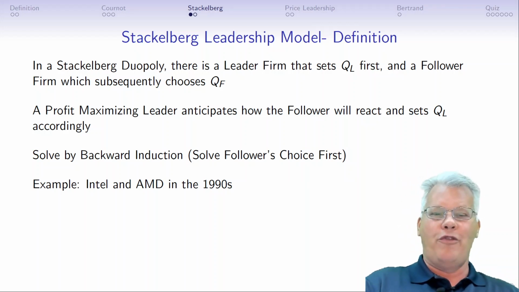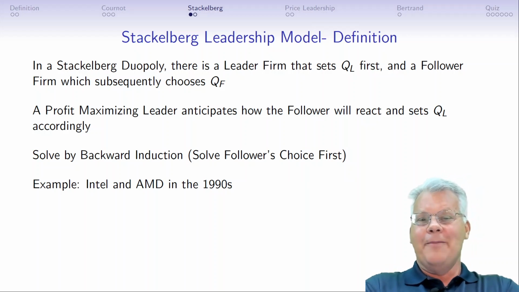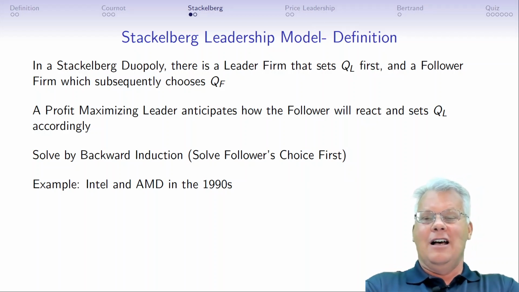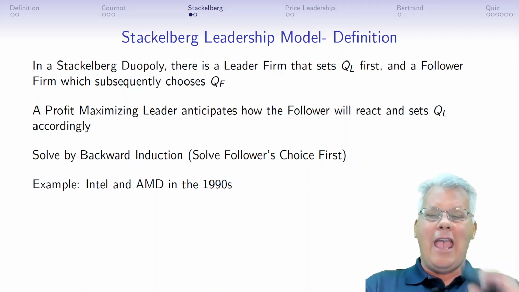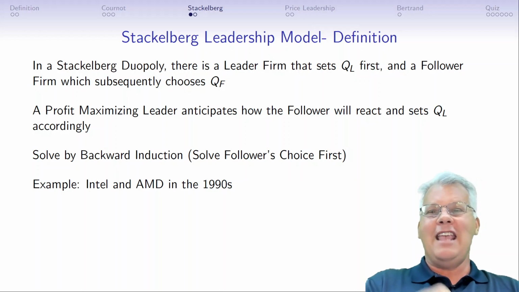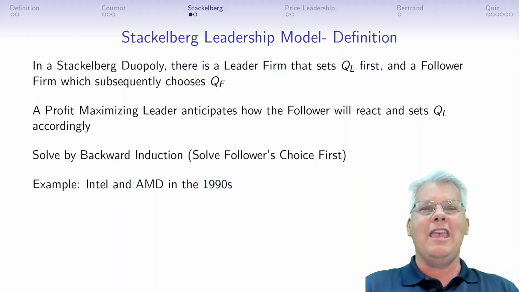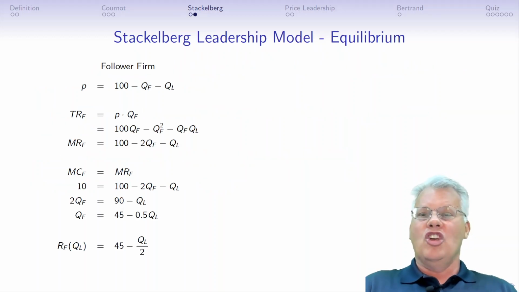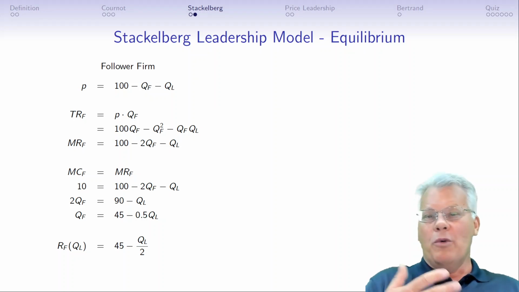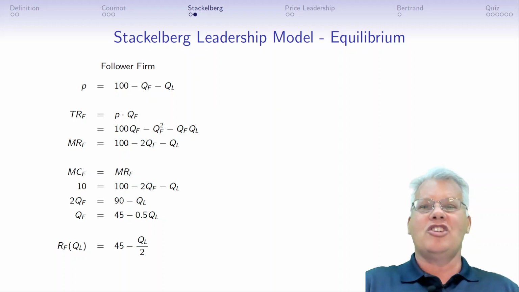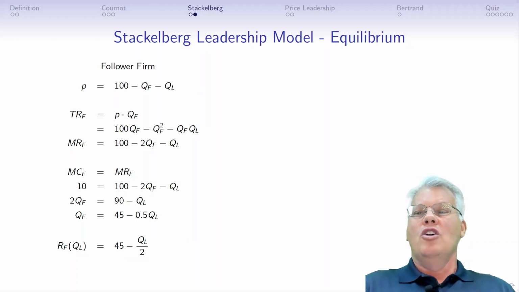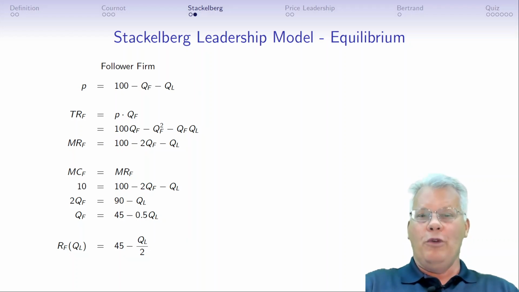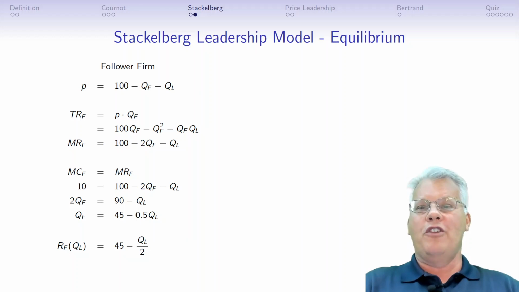AMD, the follower firm, could see how many chips Intel was making, and then they made their choice. So, if we want to solve this as a conventional Stackelberg equilibrium, we have to solve it with backward induction, with the follower firm first.